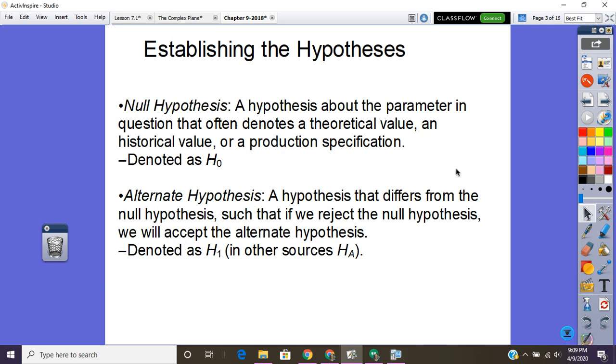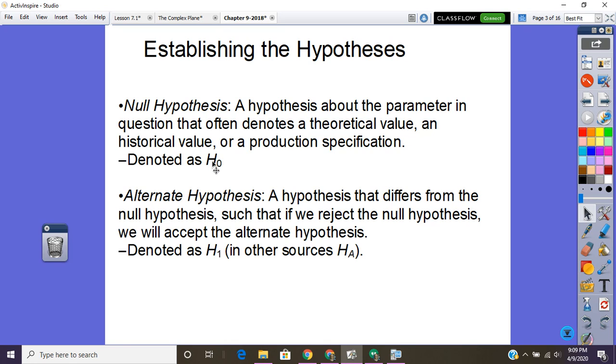But we have our null hypothesis. This is the statement of equality. This is what they're starting with. It denotes a theoretical value, a historical value, or a production specification. And then we have our alternate hypothesis. This is what we're testing. Like, do we think it's more? Do we think it's less? Do we think it's just different? And if we can reject the null hypothesis, then we'll accept the alternate hypothesis.